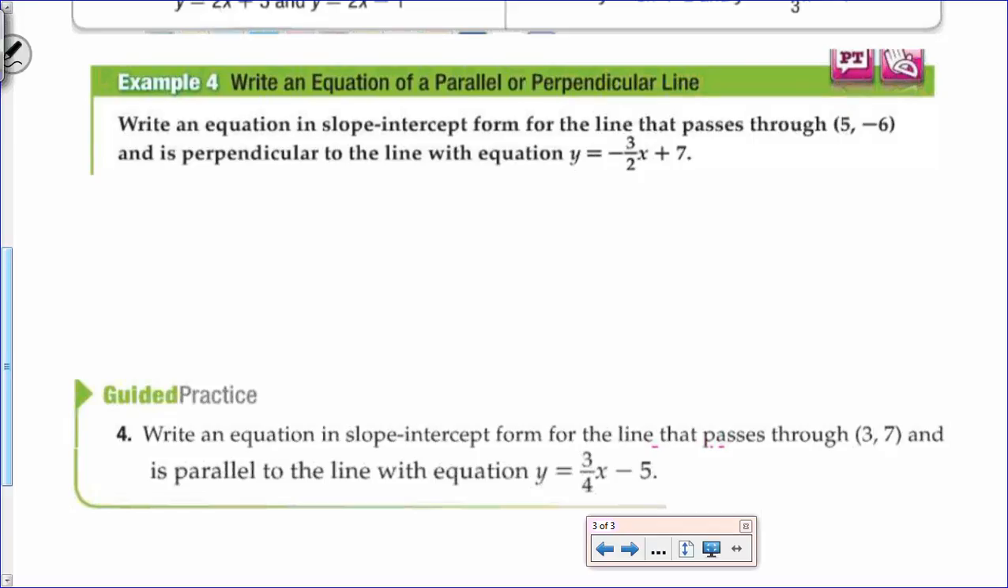Write an equation in slope intercept form for the line that passes through (5, negative 6) and is perpendicular to a line with equation y equals negative 3/2 x plus 7. Here we got to make a little sense of this problem. We're talking about perpendicular lines. The slopes of perpendicular lines again are negative reciprocals. So what's that mean? The given slope is negative 3/2. So what do I need to do to find my slope?